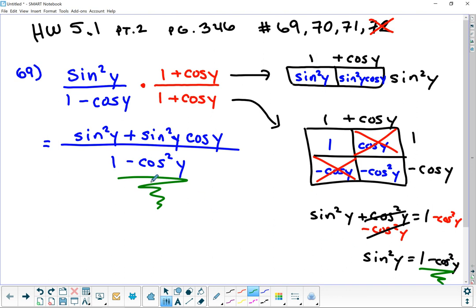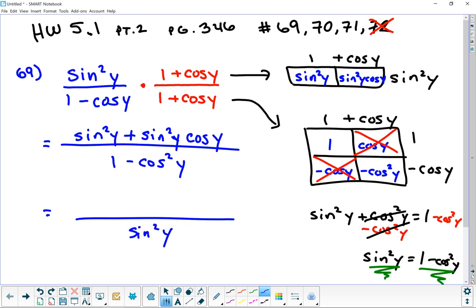So 1 minus cosine squared y, 1 minus cosine squared y, we're going to substitute that with this right here. So instead of 1 minus cosine squared y, we can use sine squared y. And on top it's still going to be sine squared y plus sine squared y cosine y.